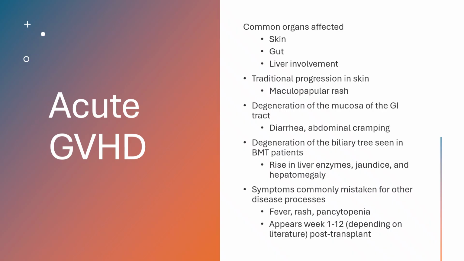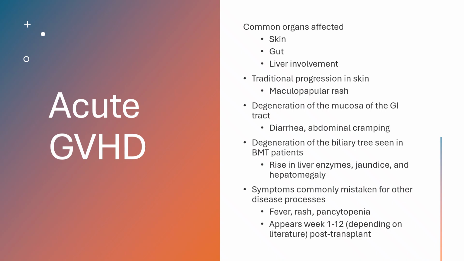There is a degradation or breakdown of the mucosa of the GI tract, and this really can happen anywhere in the GI tract. But a lot of the time the patients present with diarrhea, abdominal pain, nausea, and vomiting. And in the bone marrow transplant patients, there is a degradation of the biliary tree, which causes a rise in liver enzymes, jaundice, and hepatomegaly. The symptoms are usually just mistaken for other things or other disease processes.